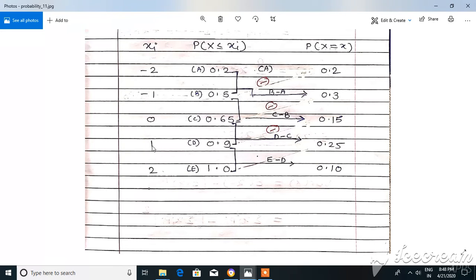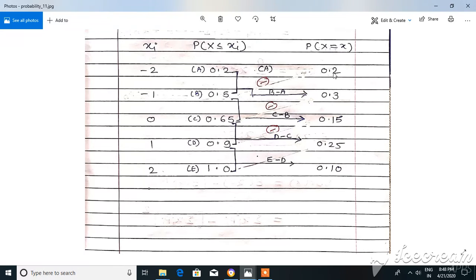Now when x equals 1, if I want the probability for x equals 1, it will be 0.9 minus 0.65, so it is 0.25, right? And lastly, when x equals 2, it will be 1 minus 0.9, so it is equal to 0.1. So these are the corresponding probabilities of the PMF. How do I verify whether those are correct or not?